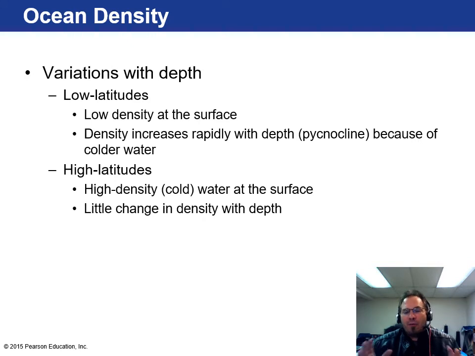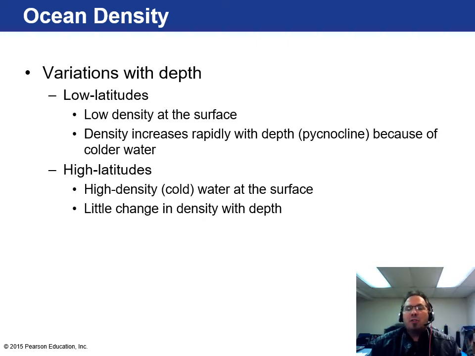Now, at the low latitudes or equatorial regions, you have low density at the surface and it increases rapidly with depth because of the colder water. Colder water is denser, it's more tightly packed. And then at the high latitudes, it's cold at the surface already, so there's very little change.